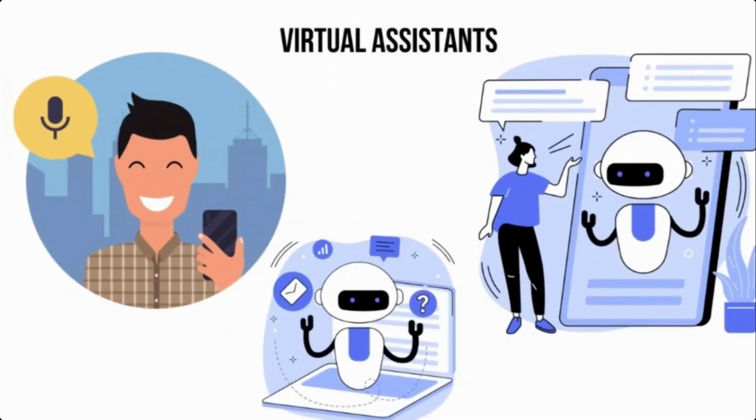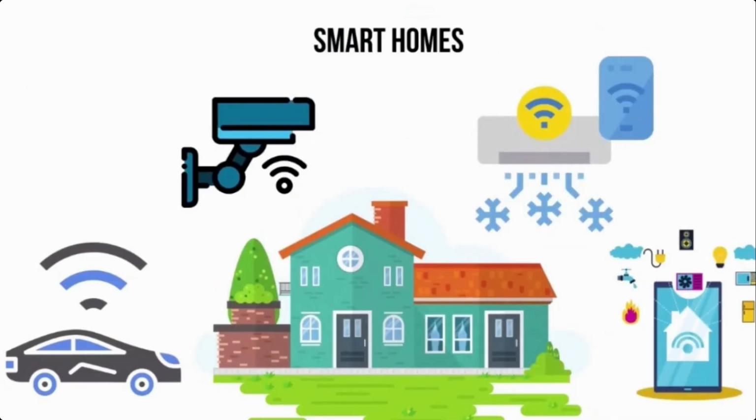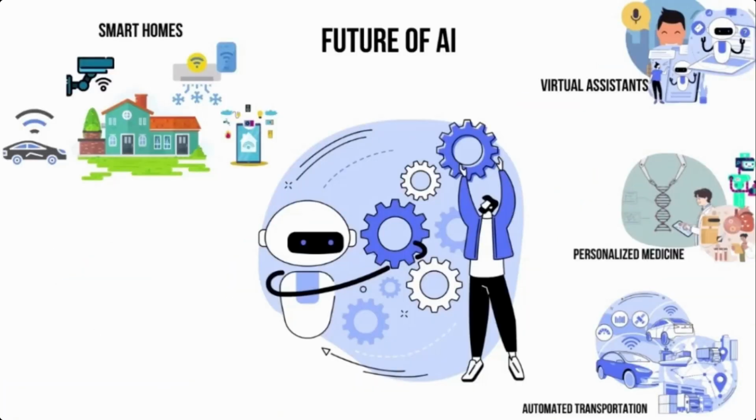Virtual assistants. AI powered virtual assistants can help us with a variety of tasks such as scheduling appointments, making travel arrangements, and managing our finances. Virtual assistants can also provide us with information and entertainment, and they can even be used to control our smart home devices. And speaking of smart homes themselves, AI can be used to make our homes more comfortable, efficient, and secure. For example, AI can be used to control our thermostats, lights, and other appliances. And it can also be used to monitor our homes for security threats.